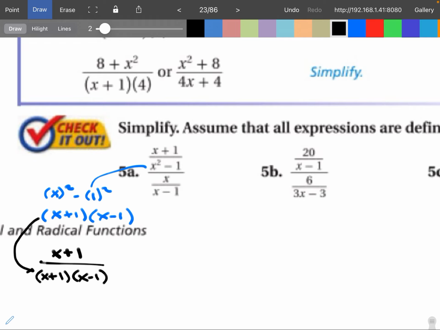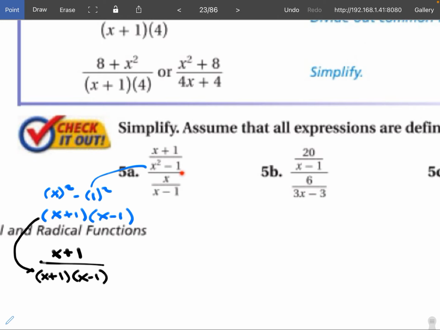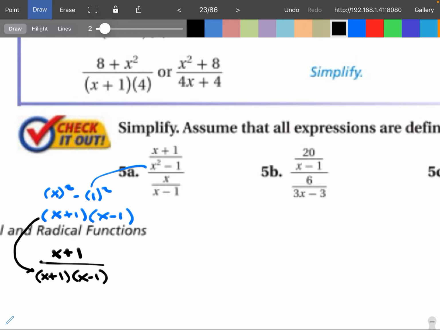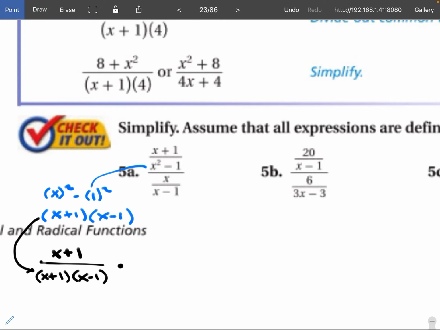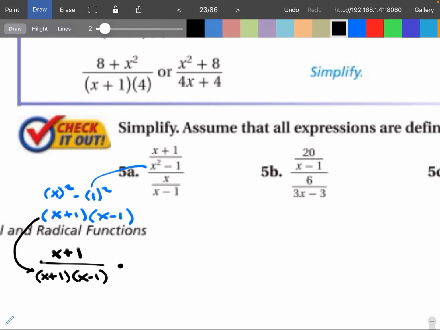And then we're going to change this. Remember, this fraction bar right here means division. So instead of division, we're going to change it to multiplication. So it's going to be times, and then we're going to take that bottom fraction that we're dividing by and flip that one over. Take the reciprocal of it. So that's going to become x minus 1 over x.